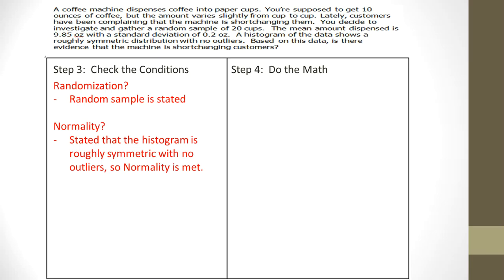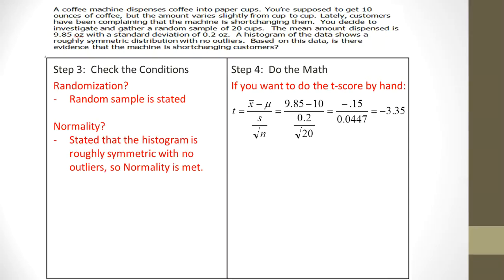Step 4, we need to do some math. If you're feeling really ambitious, feel free to do the t-score by hand. The t-score is x bar minus mu, that's your sample's average minus the hypothesized value of 10, divided by the standard deviation over the square root of n. That gives you a t-value of negative 3.35. However, you can use the calculator.